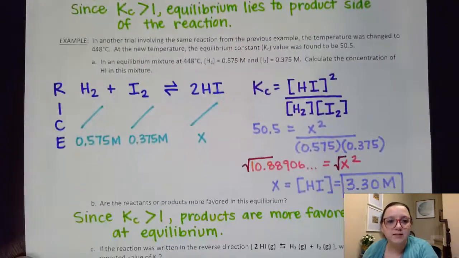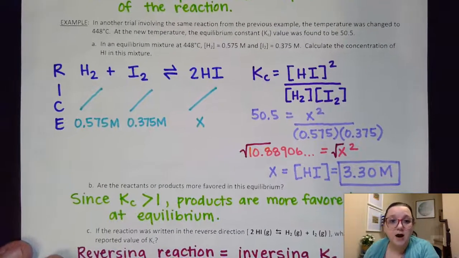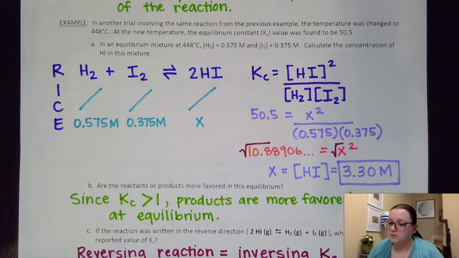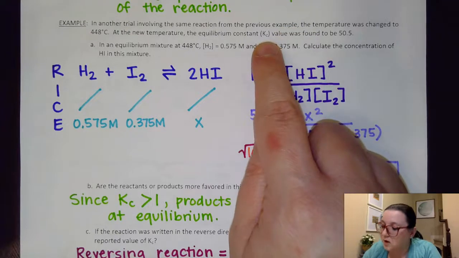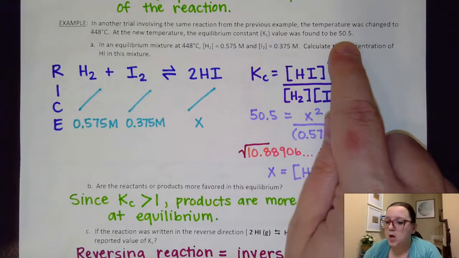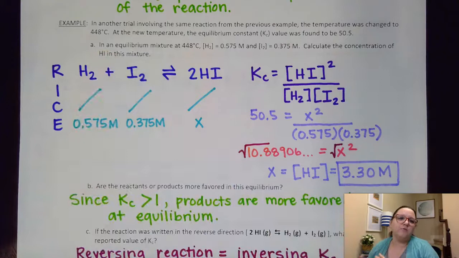So for this one, it says, hey, in another trial involving the same reaction from the previous example, the temperature was changed to 448 degrees Celsius. At the new temperature, they give us a new equilibrium constant of 50.5. So while I'm not going to use that 448 degrees Celsius in my work, it's just to let me know that, hey, because I have a new temperature, that equilibrium constant is going to be different than the 9.99 I previously calculated.